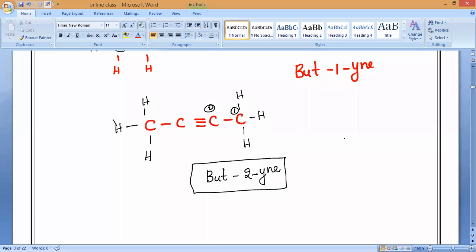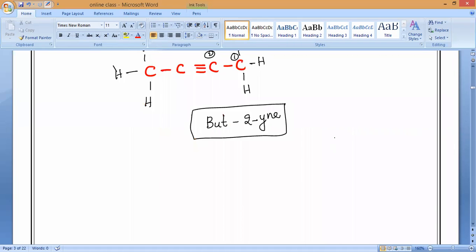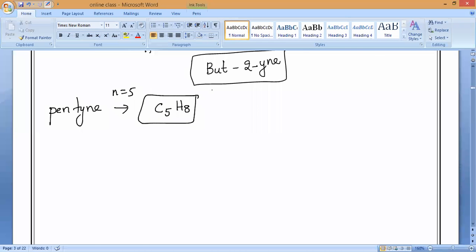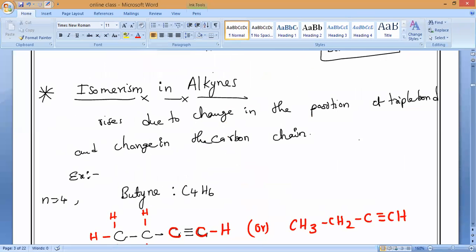How many butane isomers will come? Now, if you want, one more thing we'll practice: pentane. If you practice pentane, you'll understand. What is the formula of pentane? N equals 5. Formula, tell me. C5H8.